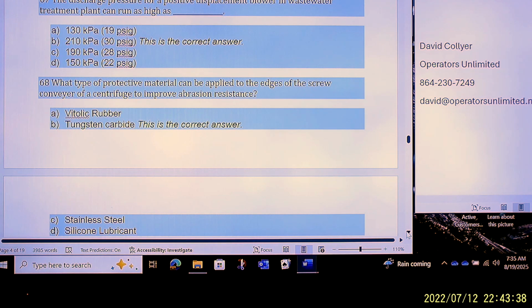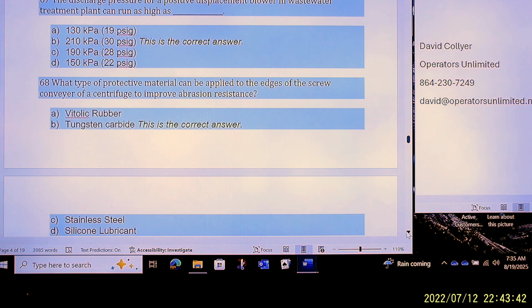Number 67. The discharge pressure of a positive displacement blower in wastewater treatment plants can run as high as A. 19 psi, B. 30 psi, C. 28 psi, D. 22 psi. The answer to 67 is B. As high as 30 psi.